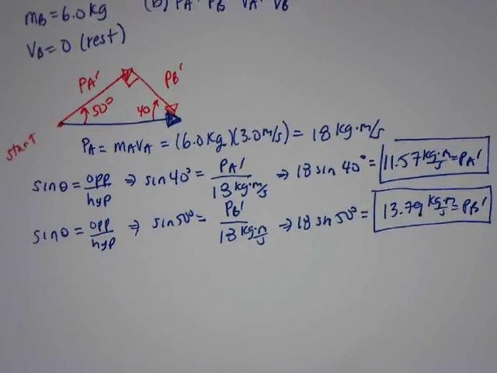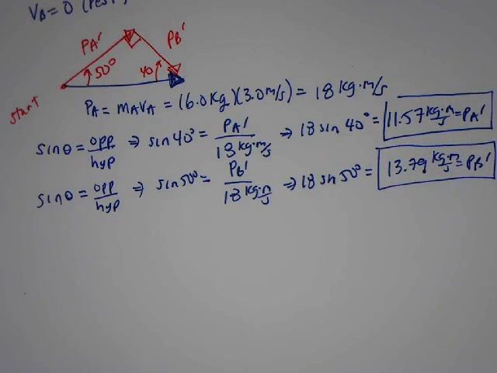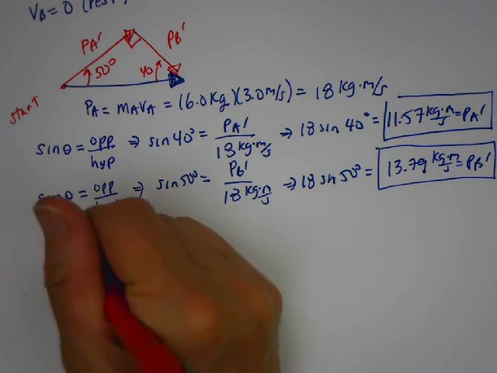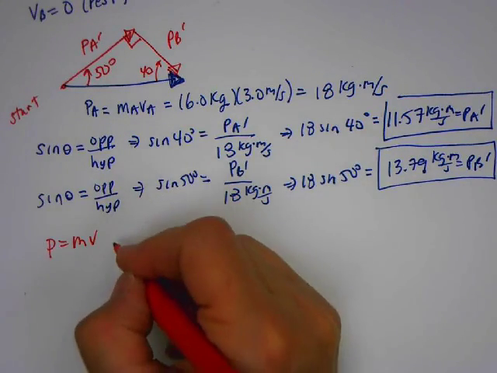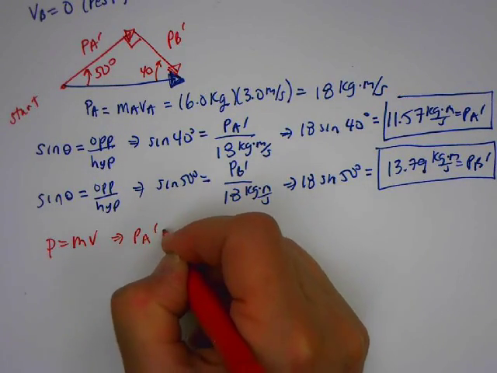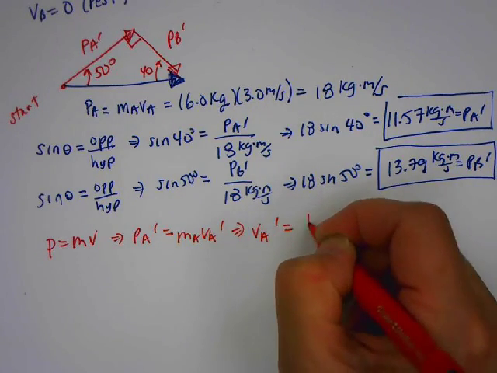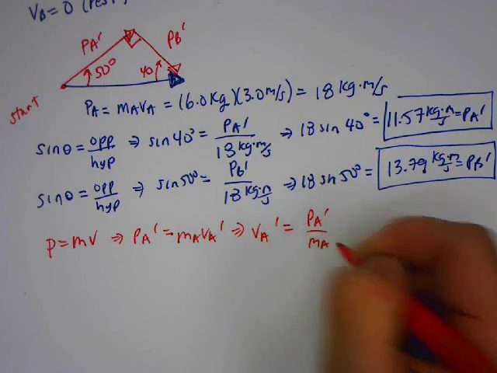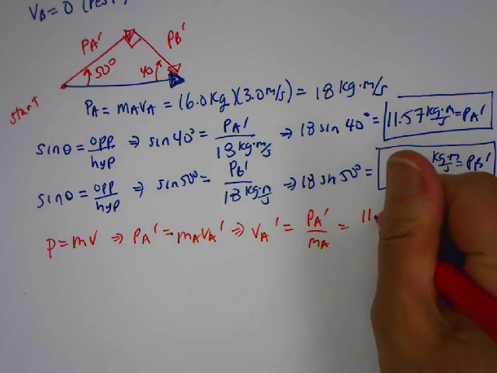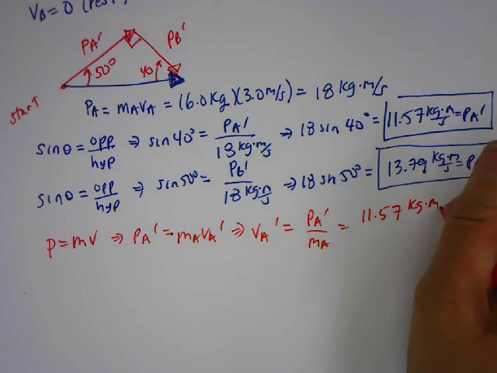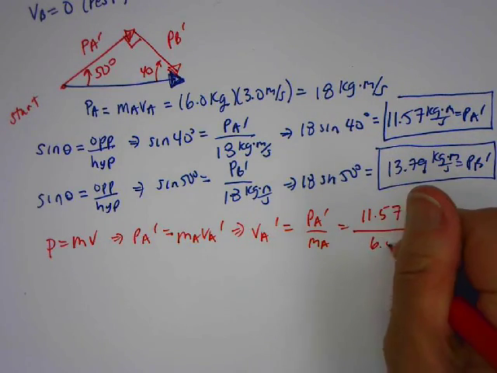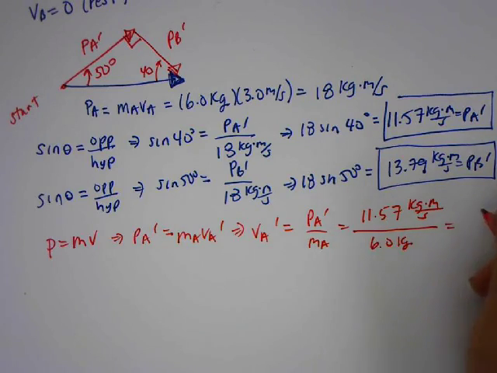Now I want to find the velocity of each after the collision. Well, what's my definition of momentum? Momentum, P, is equal to mv. So PA prime is equal to MA times VA prime. So VA prime is equal to PA prime over MA. So all I do is substitute in my values, 11.57 divided by 6, and that comes out to be 1.93 meters per second. That is VA prime.